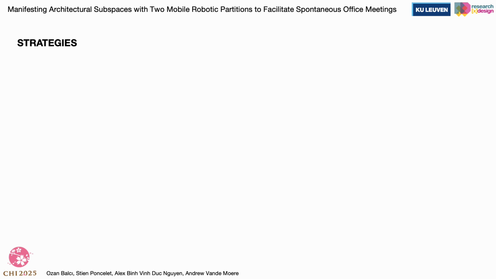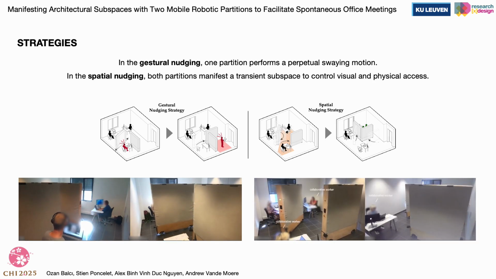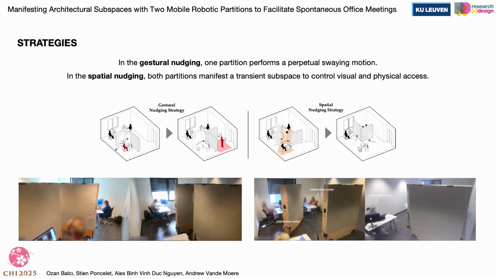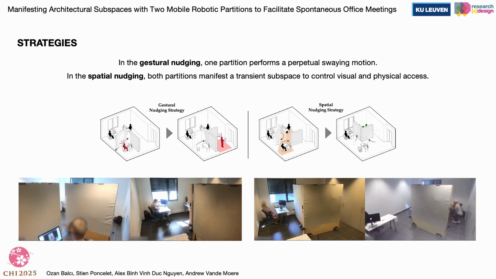For nudging strategies, the gestural nudging strategy involves one partition performing a perpetual swaying motion to nudge the participant in a remote meeting to relocate, while the spatial nudging regulates the physical and visual connection between workers to encourage them to collaborate. Both strategies aim to influence participants either through motion or spatial configuration, and we hypothesize that participants would interpret the intentions behind these nudges differently.